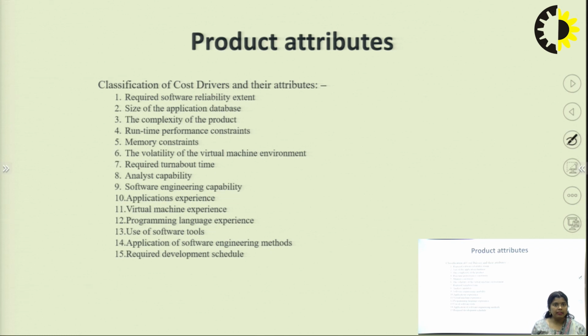If the complexity is more, then we are going to use the embedded model, or the runtime performance constraints are there, whatever the analyst capability is, whatever the development schedules are, there are 15 parameters listed for the intermediate model. Even though the intermediate model has the three, organic, semi-detached and embedded, including these 15 parameters, that is also called the effort adjustment factor.